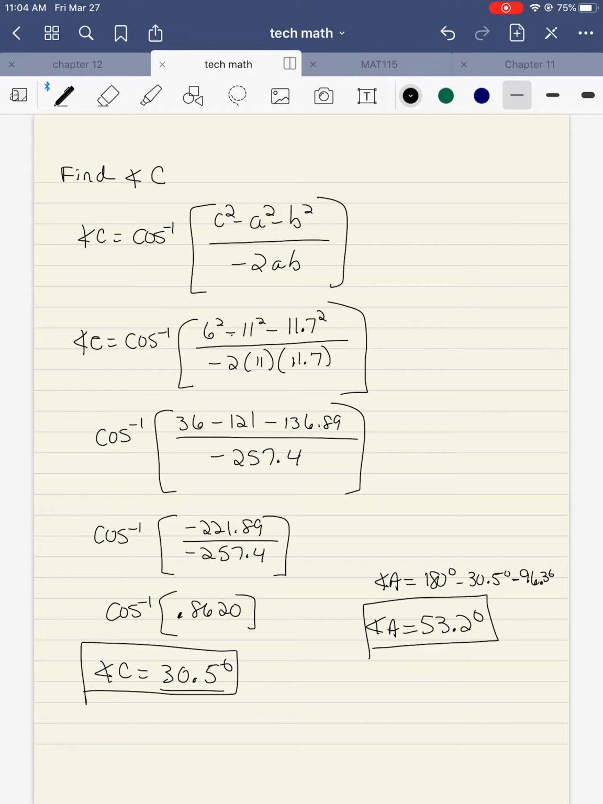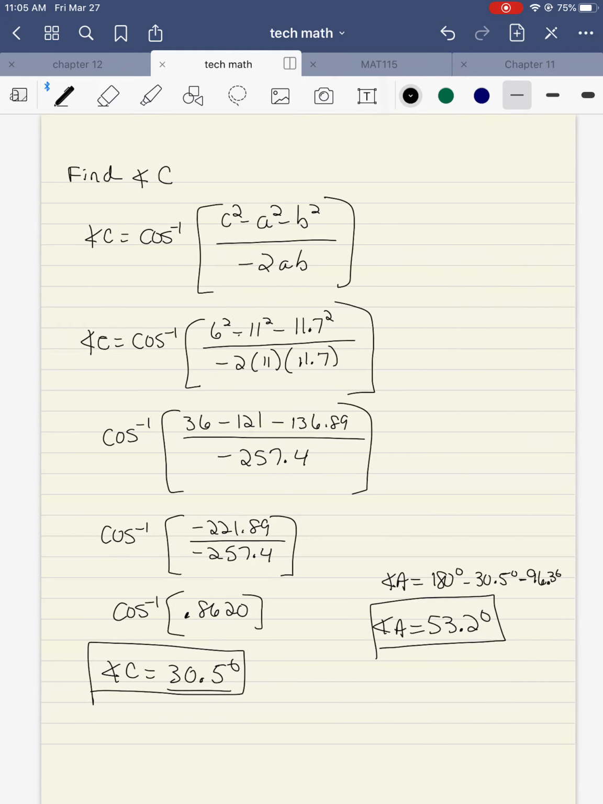Divided by negative 257.4. So I take 36, I subtract 121, I subtract 136.89, and I get a negative 221.89. I divide that by a negative 257.4. I get a positive 0.8620, so inverse cosine of that gives me an angle measurement of 30.5. To get angle A, I can just use the sum of the angles as 180, so I take 180 minus 30.5 minus 96.3, and angle A comes out to 53.2.